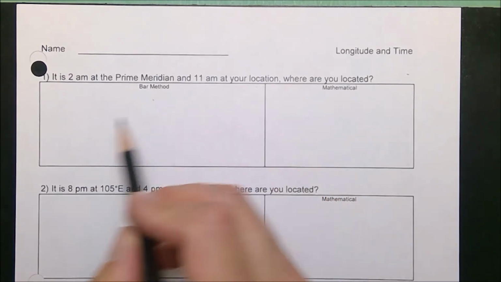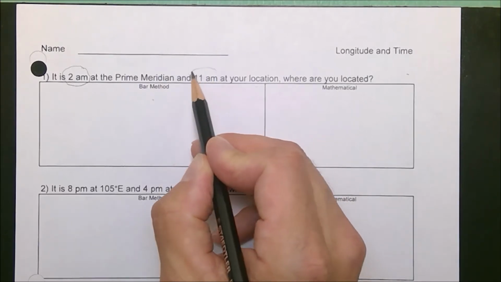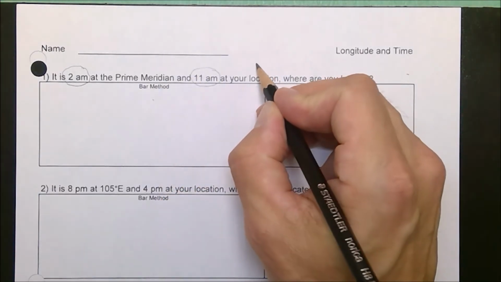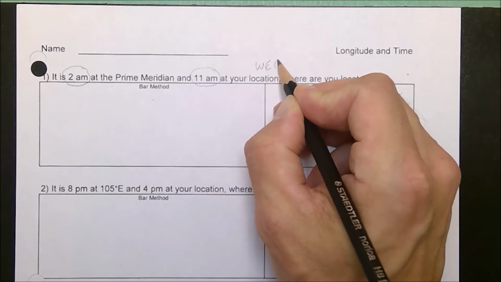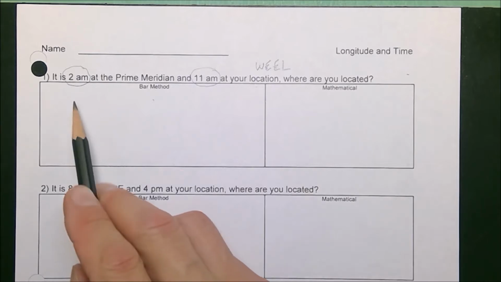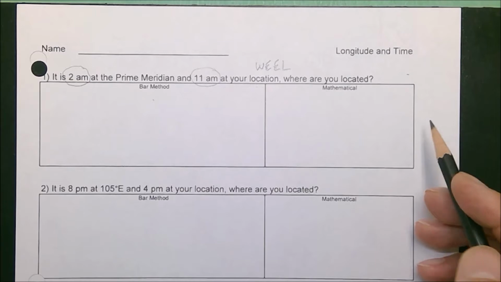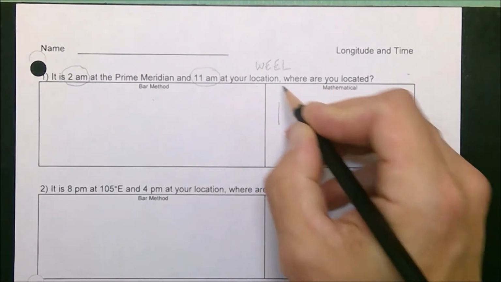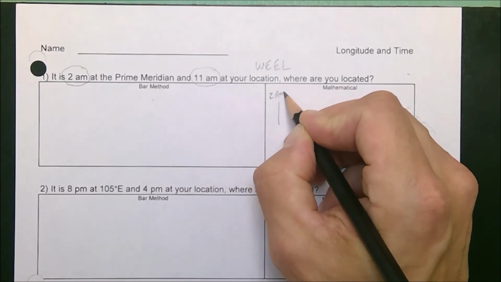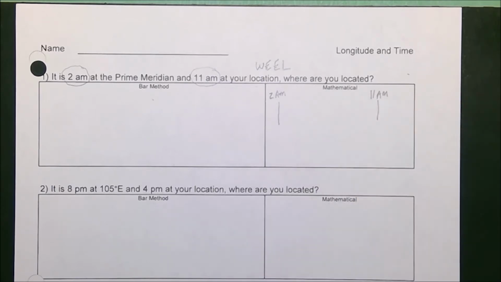I'm looking at the problem. The two times you're given are 2 a.m. and 11 a.m. When we're dealing with these problems, we know that west is earlier and east is later. So if I'm going to set up my lines, I'm going from 2 a.m. to 11 a.m. Okay, 2 a.m. is earlier. So if I just want to visualize this, I would put 2 a.m. here and 11 a.m. here. Those are my two meridians of longitude.